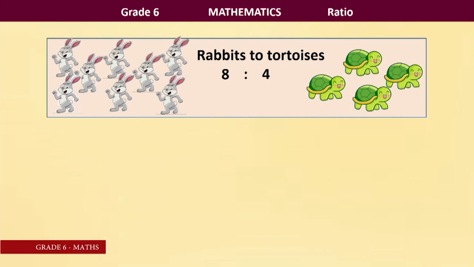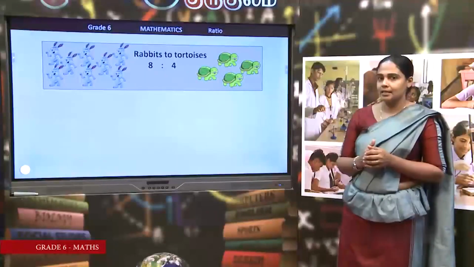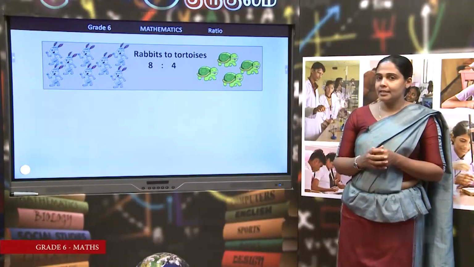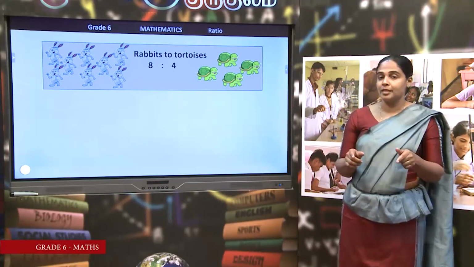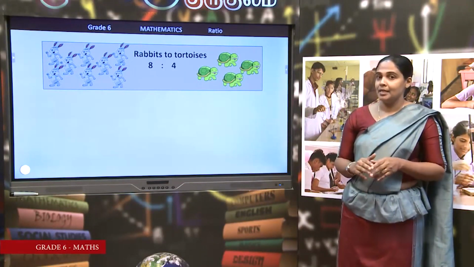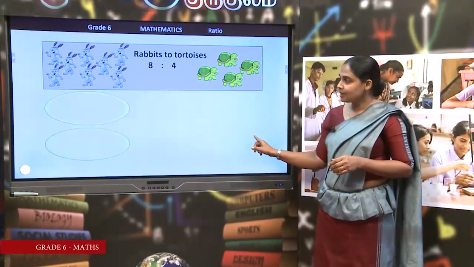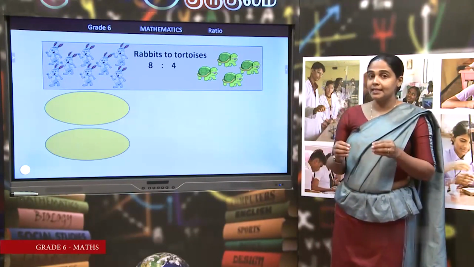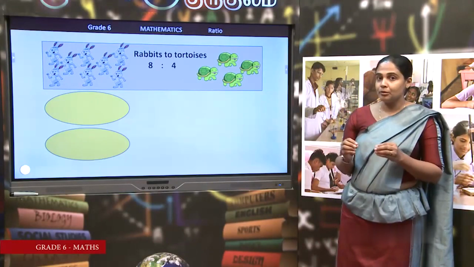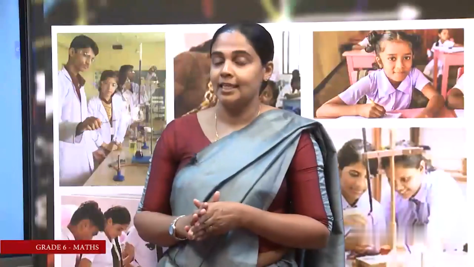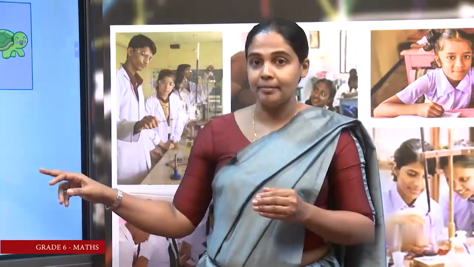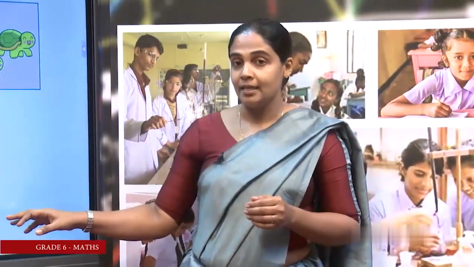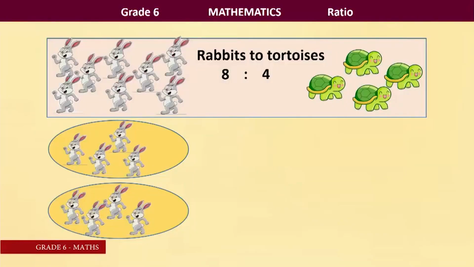Then make the same groups. How can we make them? I can divide these rabbits and tortoises into 2 groups, but they should be the same. Let's see this one. Now these are the 2 groups. Let's divide the rabbits into 2 groups. All are 8. In one group there are 4 rabbits, in the other group there are another 4 rabbits. Now what happened? They are divided equally.